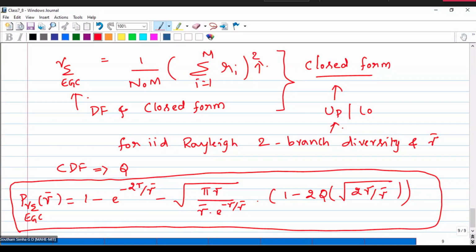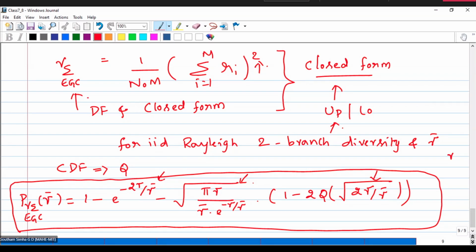What will you be asked? You will be asked to compare the average probability of error of MRC and EGC. What is this probability of error, or what is this CDF? Now from this you can find out the outage probability. From the CDF, you can find the average probability. The outage probability can be found out by using the same equation. Gamma by gamma bar will be replaced with gamma R. And here also gamma by gamma bar in the second function will be replaced by gamma R. Similarly here, gamma by gamma bar replaced with gamma R. Your outage probability, you know. What is that gamma R?